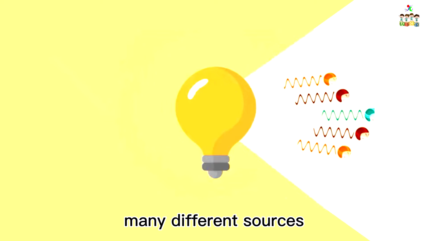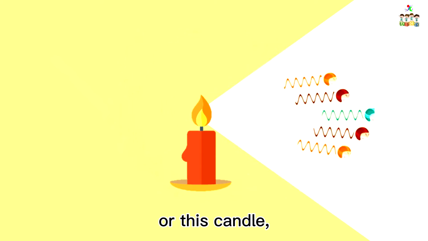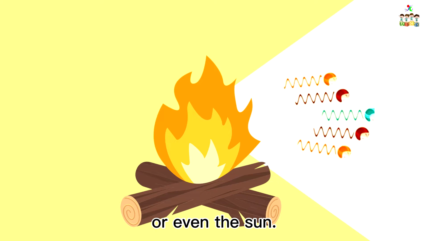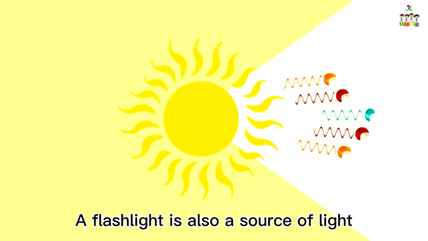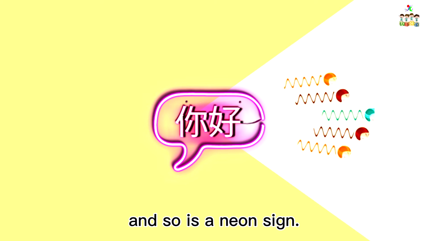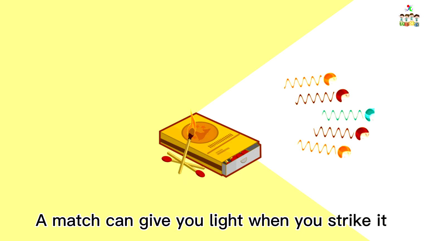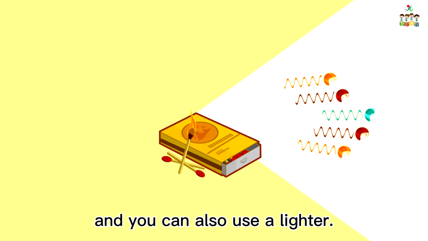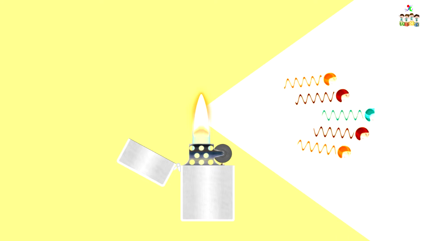Light can come from many different sources, like this light bulb, or this candle, or this fire, or even the sun. A flashlight is also a source of light, and so is a neon sign. A match can give you light when you strike it, and you can also use a lighter.